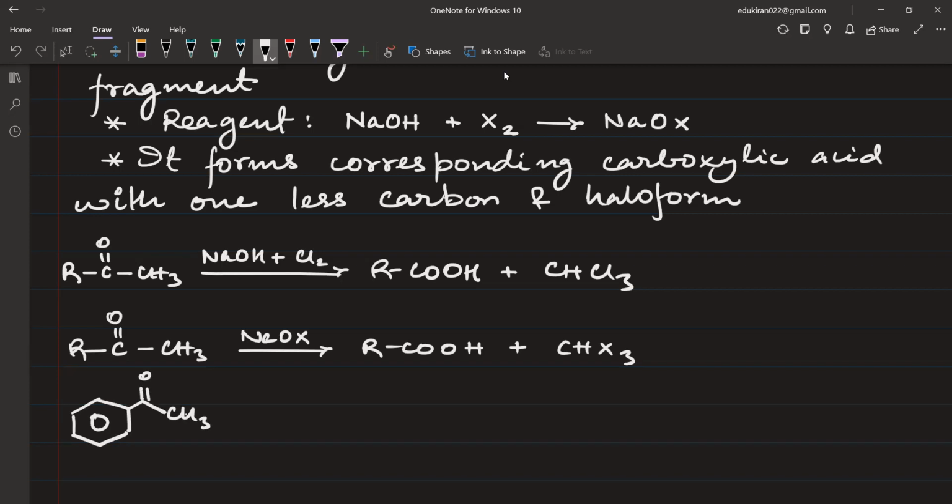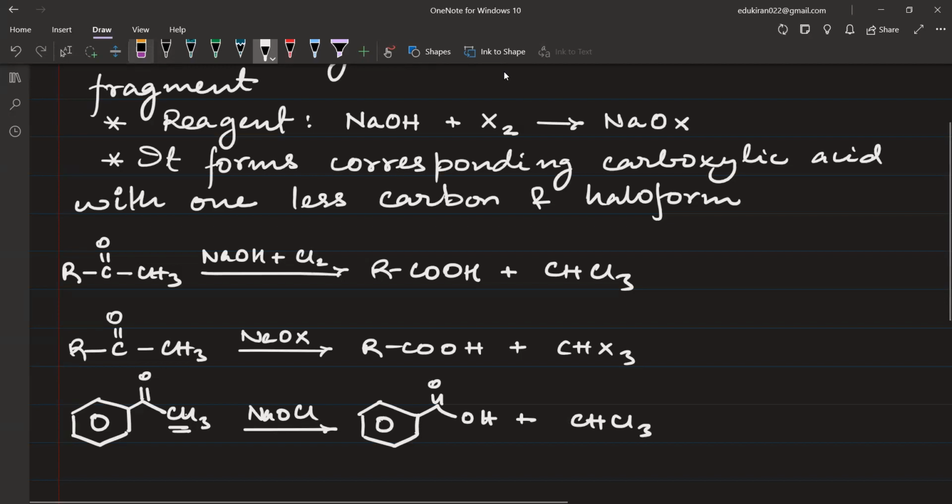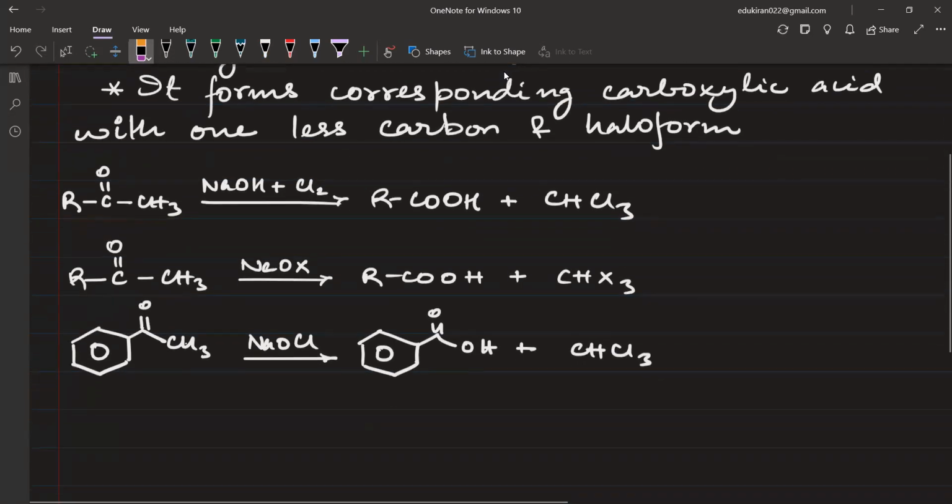Specifically, let us suppose you have acetophenone, then you react this with NaOCl, you will get benzoic acid, and this carbon will convert to chloroform, CHCl3. The important reaction is when you have iodine among the halogen atoms.